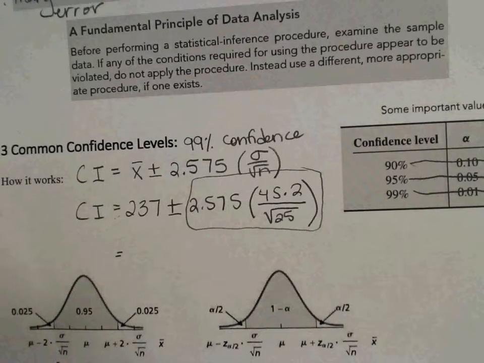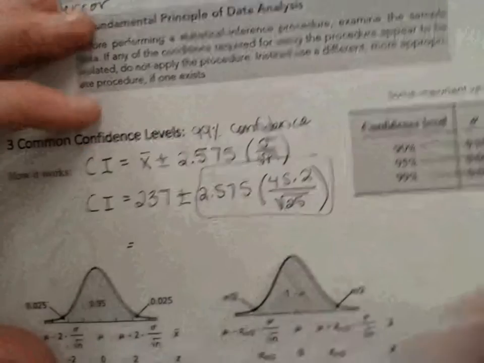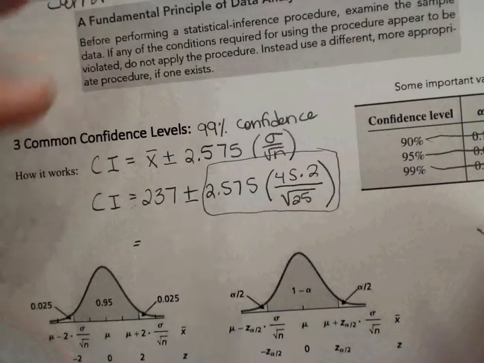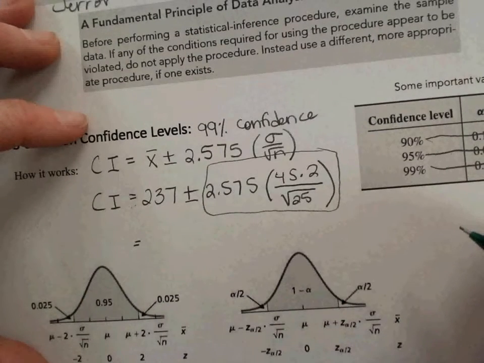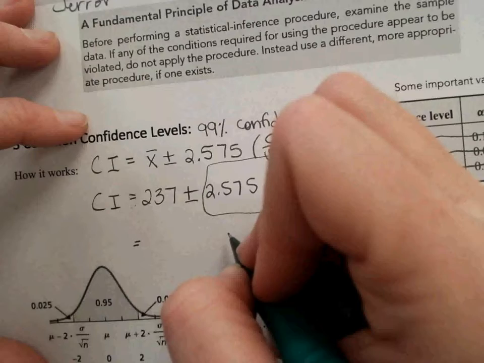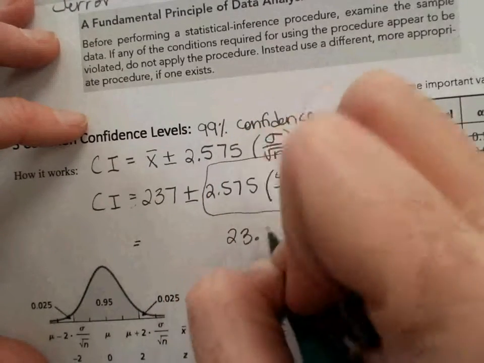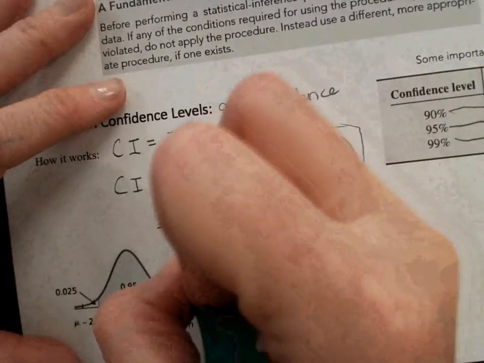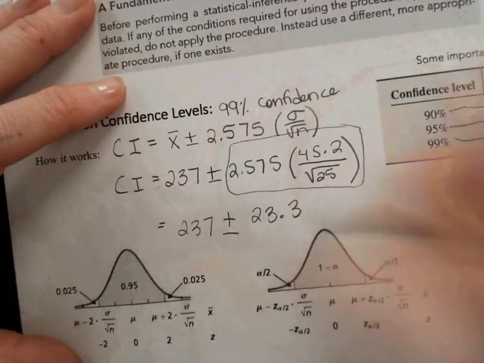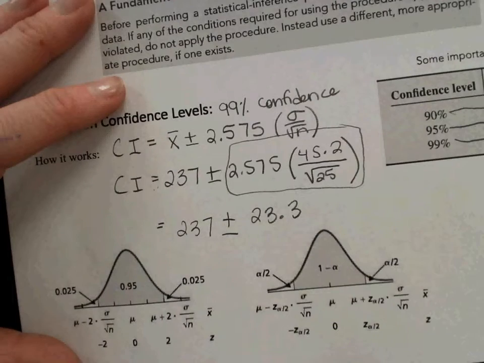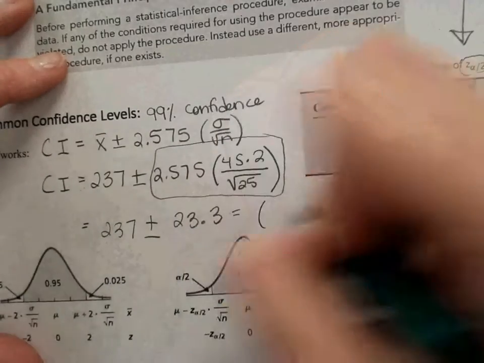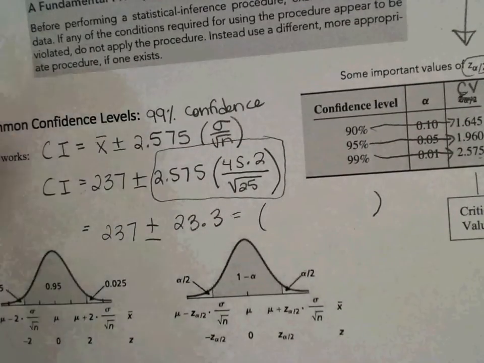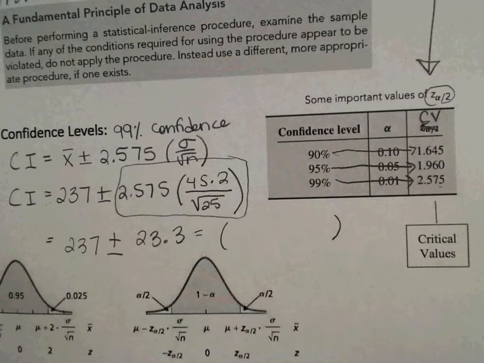You're going to want a calculator. Alyssa, 23.278. Anyone want to validate? 23.278. Let's do 23.3. And then we'll calculate the interval. So subtract the 23.3 and then add the 23.3.